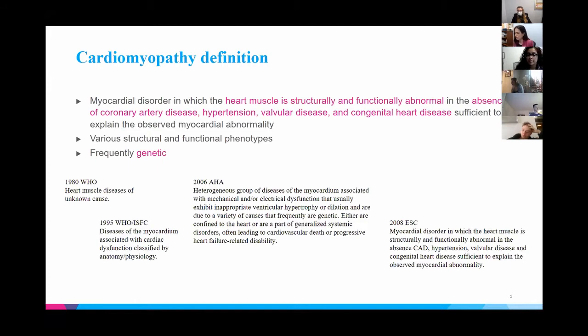In 2006, the AHA definition of cardiomyopathy was a heterogeneous group of diseases of the myocardium associated with mechanical and/or electrical dysfunction that usually exhibit inappropriate ventricular hypertrophy or dilatation due to a variety of causes that are frequently genetic. This can be confined to the heart or be a part of a generalized systemic disorder. And the 2008 definition is the one that I just went over, which is the most recent one by the ESC.